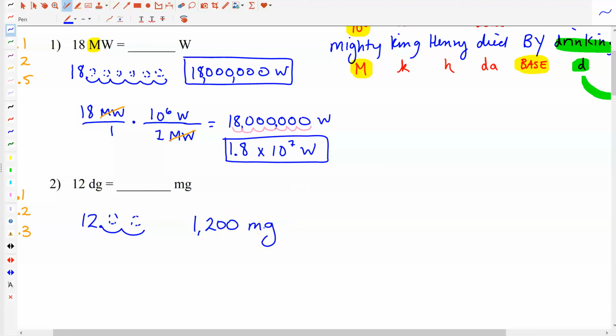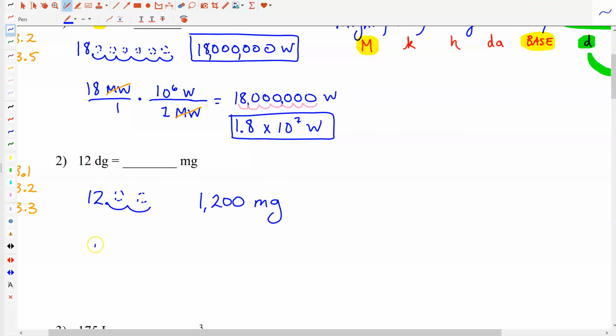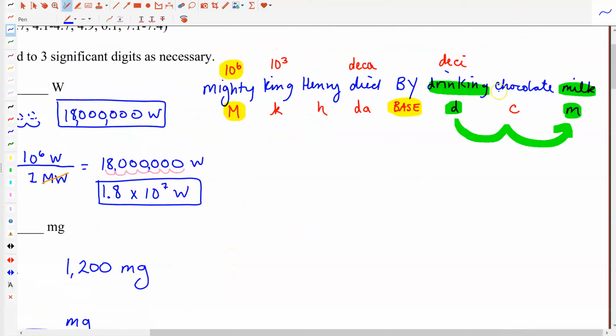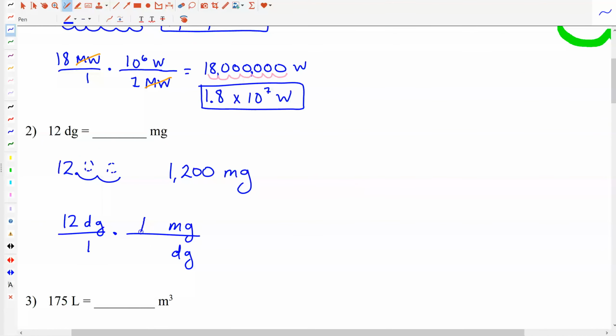If you wanted to set this up using a little bit more of a formal conversion factor, you would put your 12 decigrams over 1. And the relationship between deci and milli when working in the metric system, because it's 2 off in terms of the exponent, there would be 10 squared milligrams in 1 decigram.